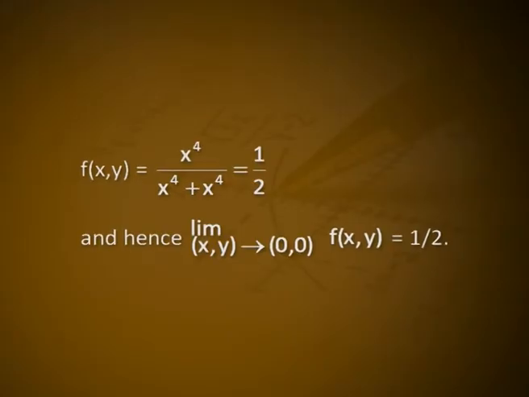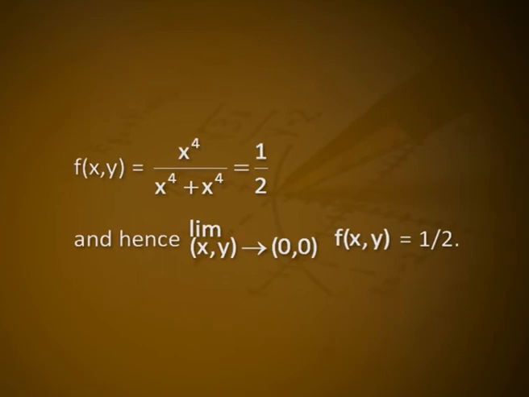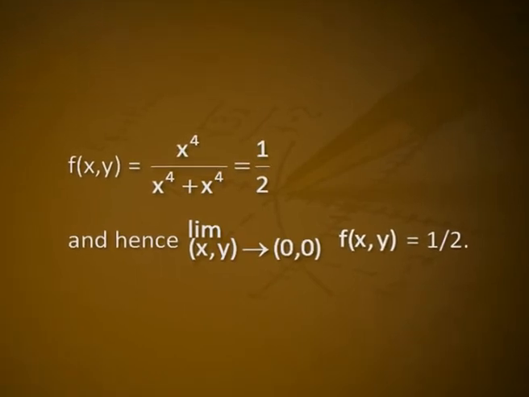Now consider the parabolic path y equal to x squared. In this case, f(x, y) equal to x raised to 4 by x raised to 4 plus x raised to 4, equal to 1 by 2, and hence the limit as (x, y) tends to (0, 0) of f(x, y) is equal to 1 by 2. The limits of the function along two different paths are different. Therefore, the limit does not exist at (0, 0) and hence the given function is not continuous.